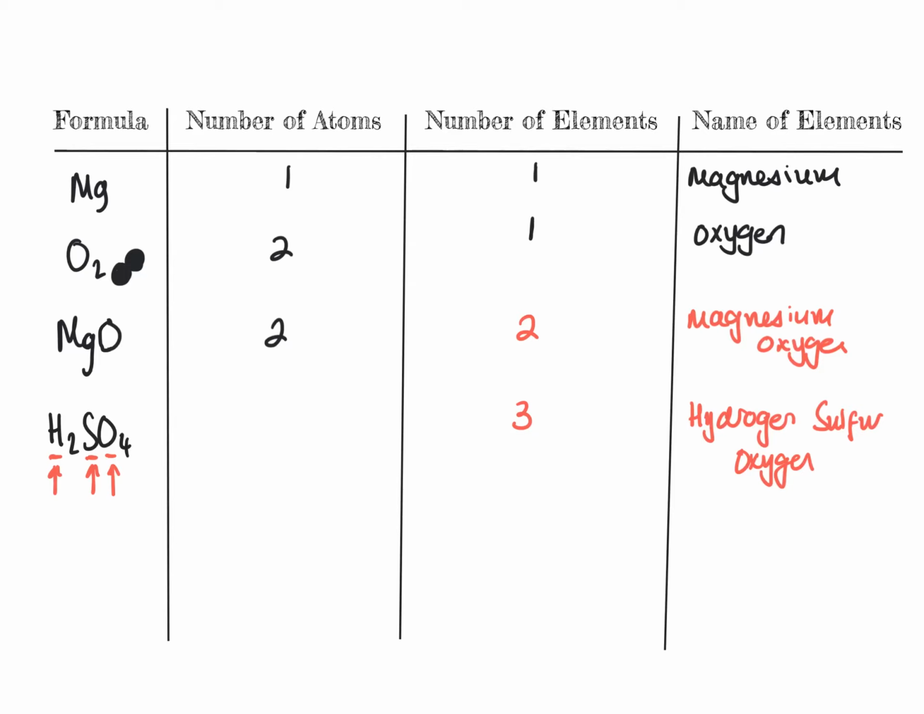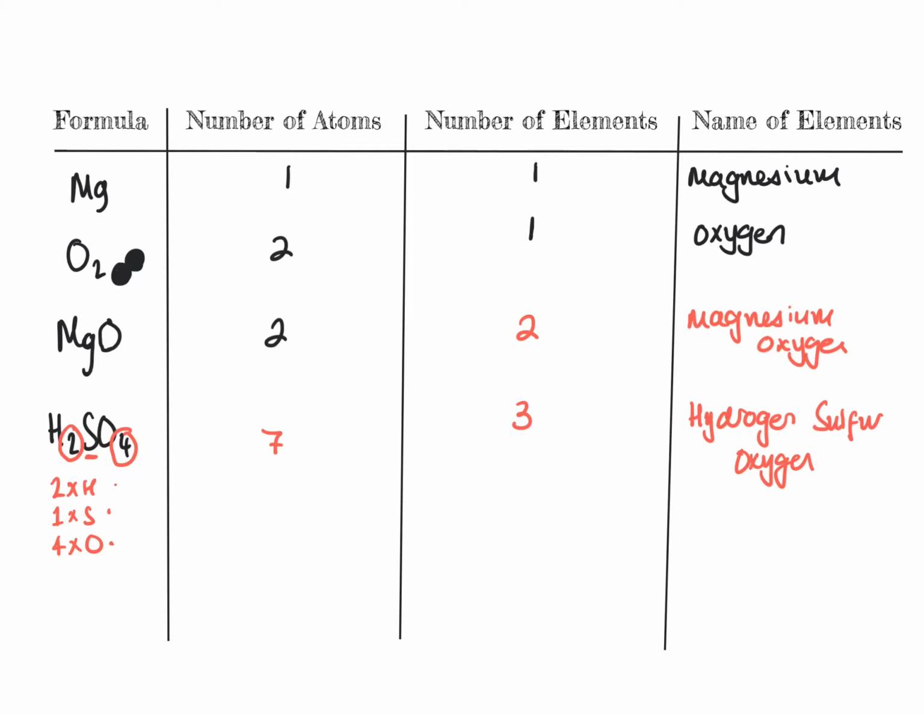Now the number of atoms that are in it, if we just remove some of this, let's have a look. So our H's, in terms of how many we've got, there's a little 2 after the H, so we've got 2 H's. There's nothing after that one, so we've got 1 sulfur, and there's a 4 after the oxygen, so we've got 4 oxygens. So we have got 4 plus 1 plus 2, we've got 7 atoms in here. Okay, 2 of them are hydrogens, 1 of them is sulfur, and 4 of them are oxygen.